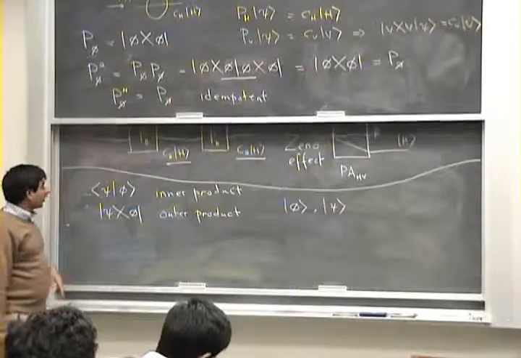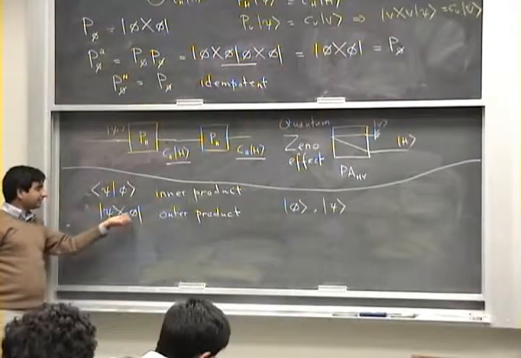Outer product in which the label here is the same as the label here.